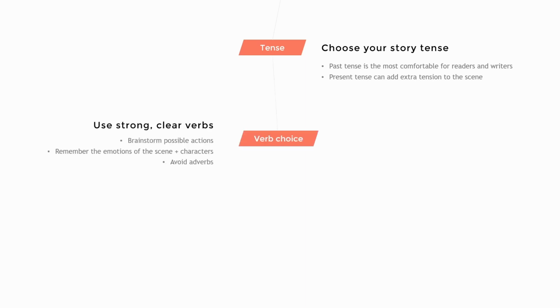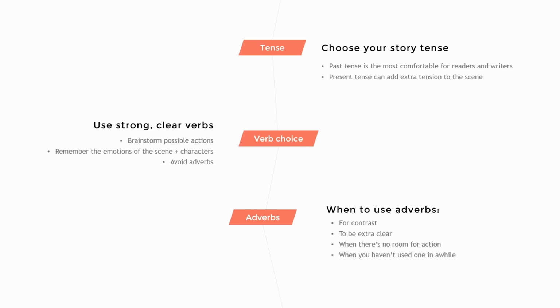First, we talked about tenses. So choose your story tense. The past tense is the most comfortable for both readers and writers, but present tense can add a little extra tension to the scene. Make sure you think about why you are choosing your tense. And then next we talked about verb choice. Make sure to use strong, clear verbs. Brainstorm possible actions and remember the emotions of the scene and the characters in the sentence. Also avoid using adverbs. Of course, you can use adverbs. It's totally up to you. The best times to use adverbs are for contrast, to be extra clear, when there's no room for action, and when you haven't used one in a while.